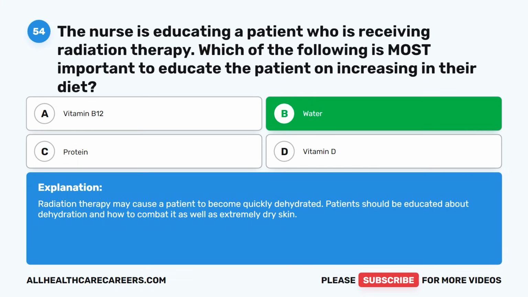Water. Radiation therapy may cause a patient to become quickly dehydrated. Patients should be educated about dehydration and how to combat it as well as extremely dry skin.